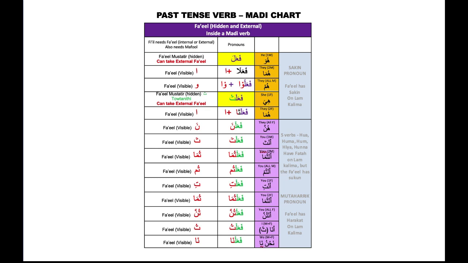Fa'altu means I did. Other thing you need to remember that out of all 14 damir or pronoun there, only 2 has got hidden fa'il, which is fa'il mustatir. By looking at it, you cannot see the fa'il, the doer. The rest 12, by looking at this, you can say what the fa'il is. So go through this video a few times, inshallah. If you repeat this video a few times, everything will be clear.